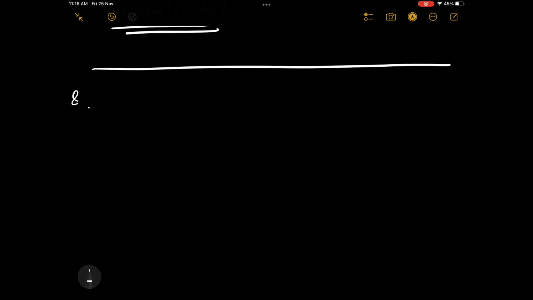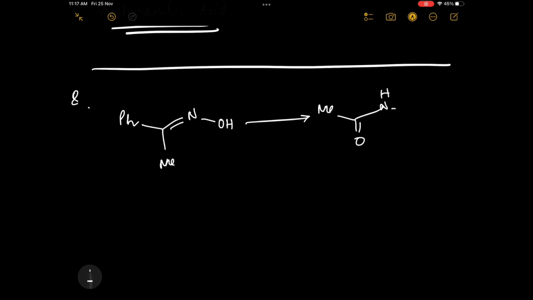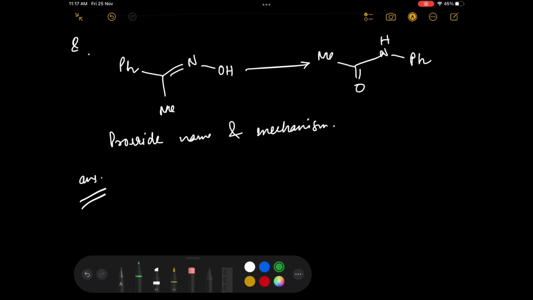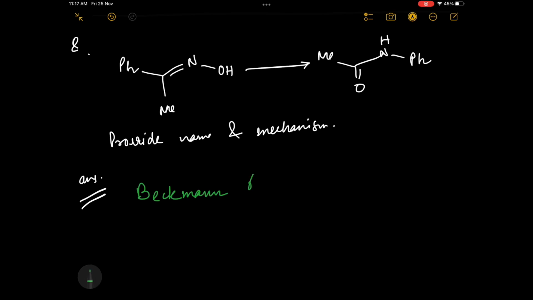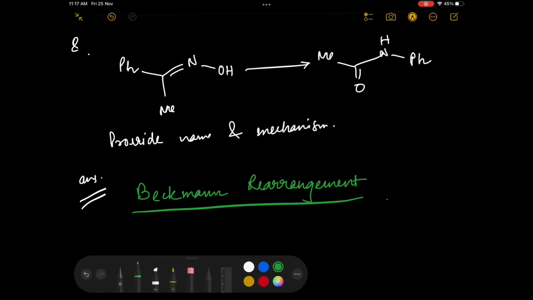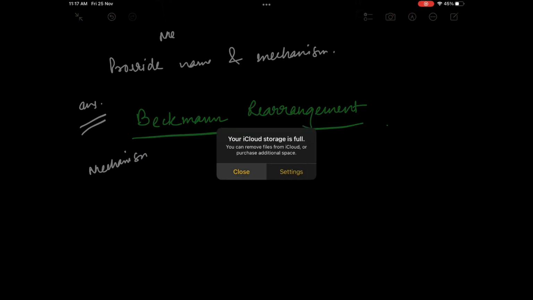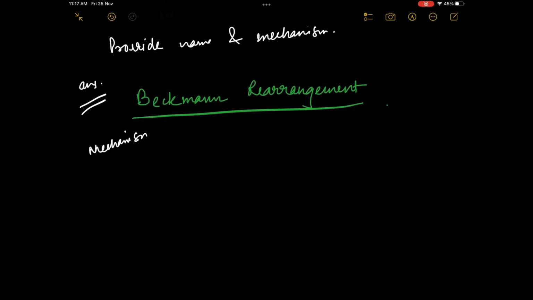Okay, so coming to the next question, which is the 8th question, we get this type of rearrangement that is happening, and we have been asked what is the name of this rearrangement, and to provide a probable mechanism for this reaction. As you can understand, this is a very well known rearrangement, known as the Beckmann rearrangement. This takes place in acidic media because we need the OH to form a good leaving group.